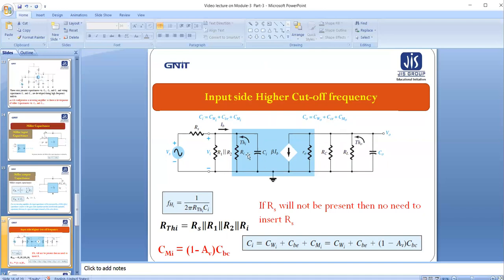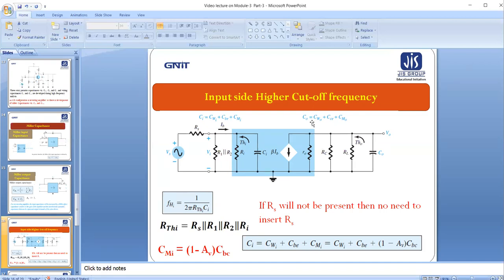Therefore, if we look at the input section, the input higher cutoff frequency will be FHI equals 1 by 2 pi RTHI into CI. What is RTHI? RTHI is the input Thevenin resistance. For the input Thevenin resistance, we just short this voltage source. These resistances will be in parallel. So RTHI equals RS parallel R1 parallel R2 parallel RI. Just put down the values and you can easily get the FHI value.